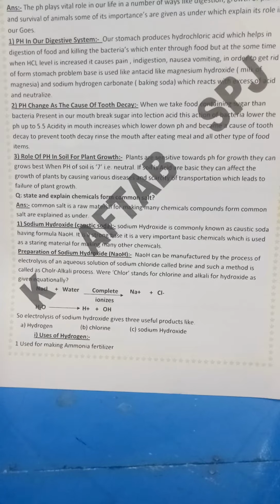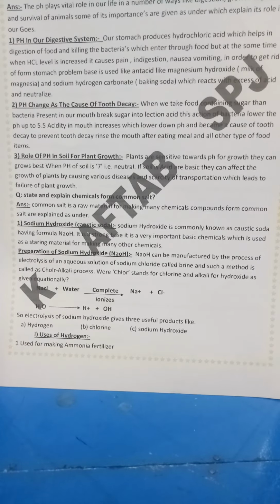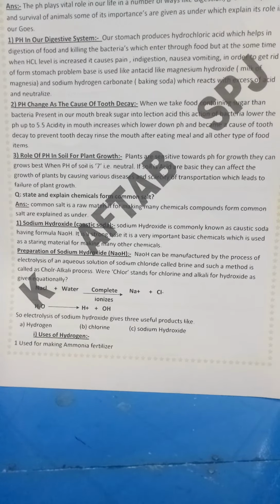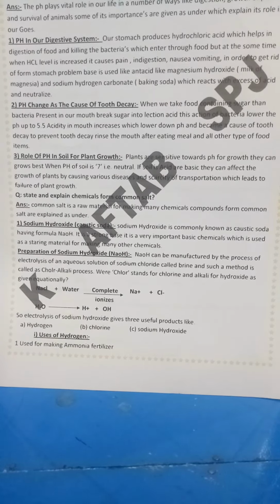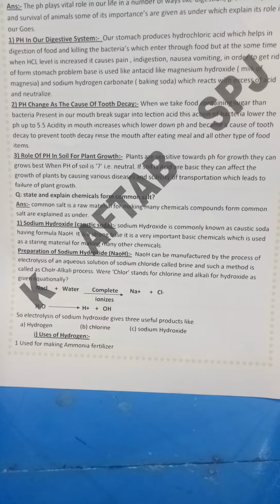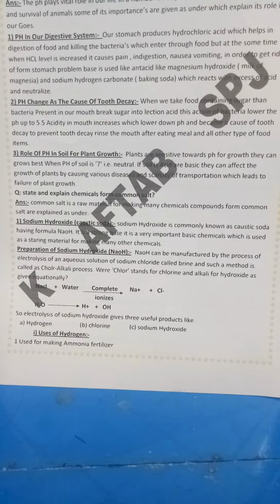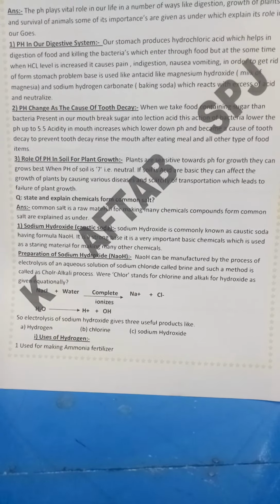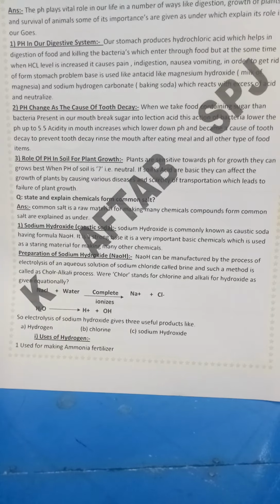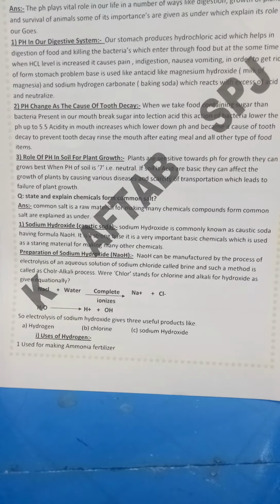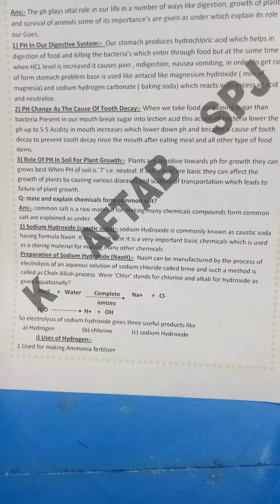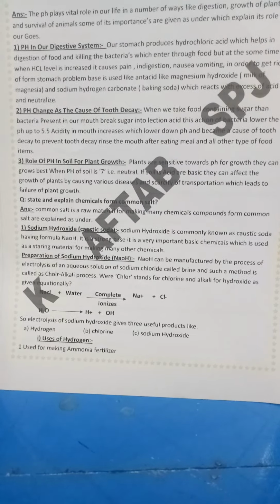So first of all, we will discuss sodium hydroxide, which is commonly known as caustic soda. Its formula is NaOH, sodium hydroxide, which is basic in nature. This chemical can be manufactured by the process of electrolysis of an aqueous solution of sodium chloride called brine, and such a method is called the chlor-alkali process, where chlor stands for chlorine and alkali for hydroxide, as in the given equation.